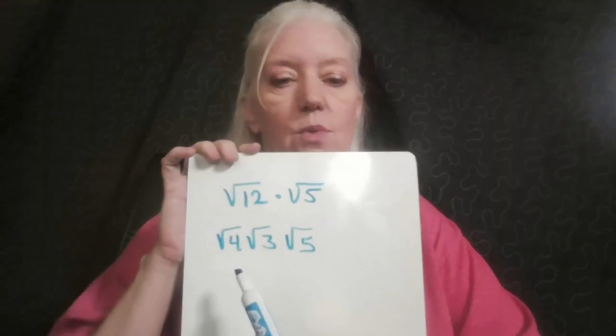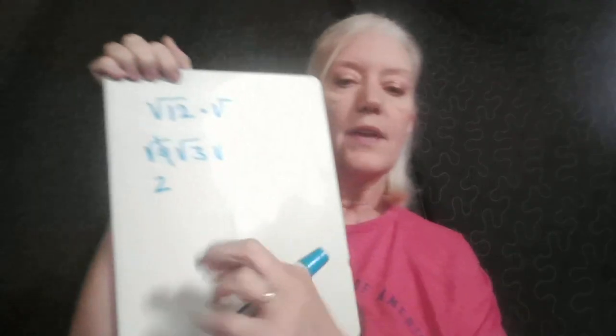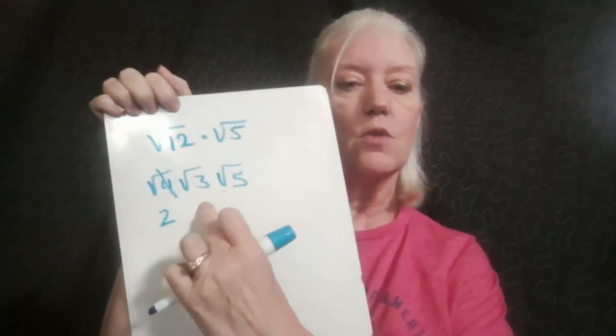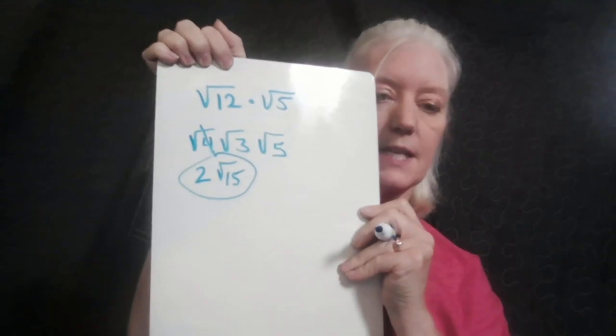Then this square root of 4 becomes 2. And then I put these two back together. There's no perfect squares in 3, there's no perfect squares in 5, so I put them back together and get 15, and there's no perfect squares in 15. Done. 2 times the square root of 15.